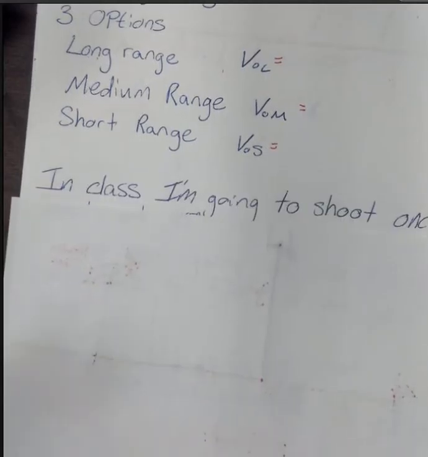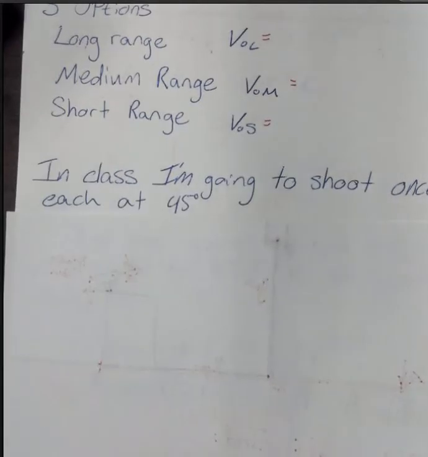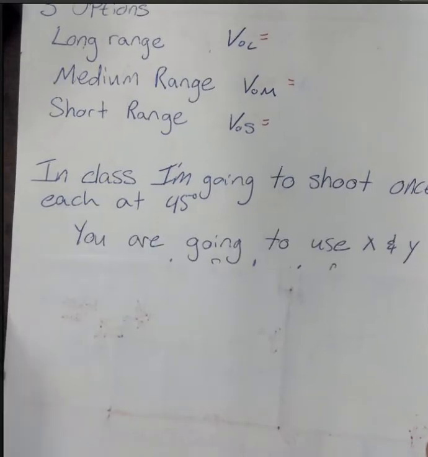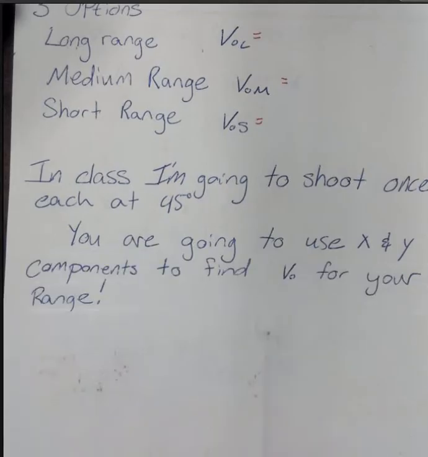In class on Tuesday, I'm going to shoot once each of long, medium, and short range at 45 degrees. So you're going to know the angle, 45 degrees. You're also going to be able to collect and use the x and y components to find the initial velocity of your range, which doesn't sound too bad because you know the x and y projectile equations.